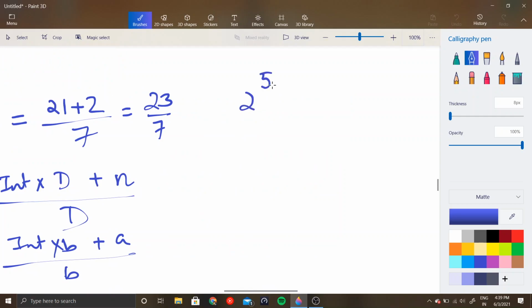Suppose you have this fraction 2 5 by 8, correct? So we multiply 8 and 2, so 2 into 8 plus 5 by 8. Integral part into the denominator plus the numerator, divided by the denominator. 16 plus 5 is 21 by 8.